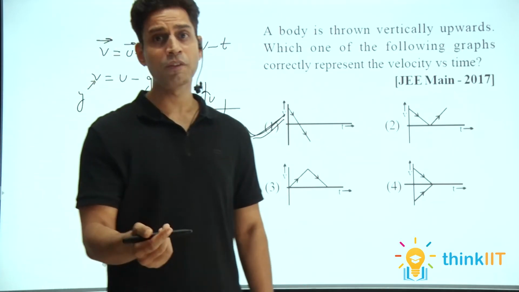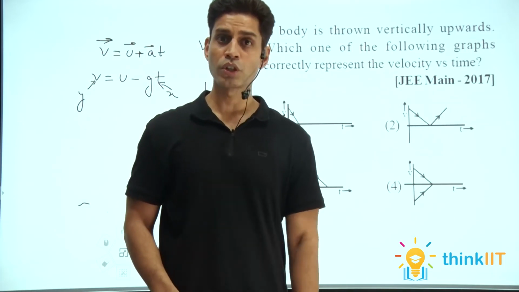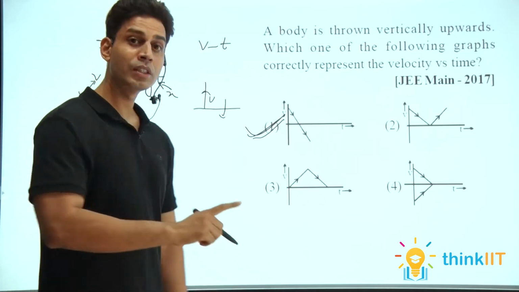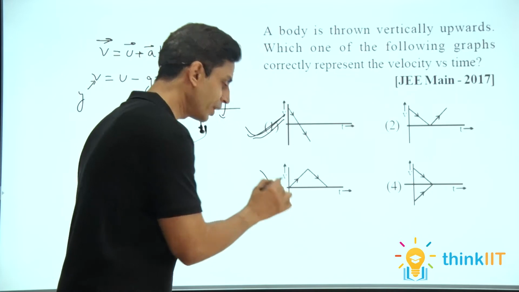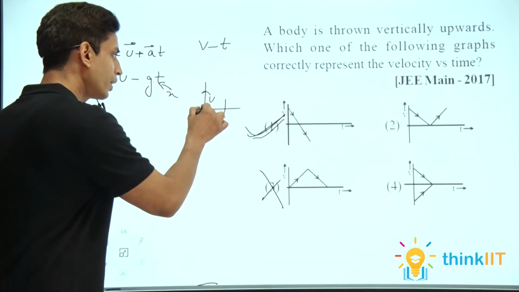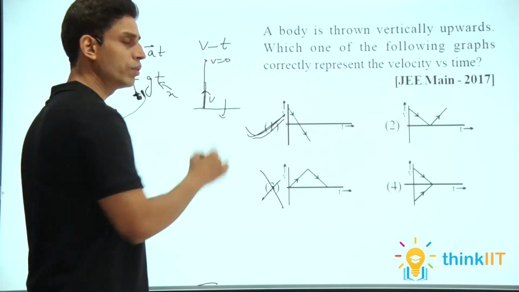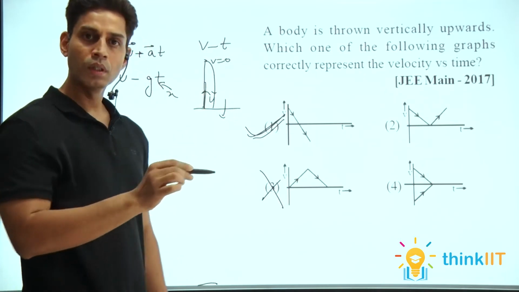Is it clear that if you are throwing or projecting a ball in the vertically upward direction, its initial velocity should be non-zero? That means the curve should not start from the origin. So the third cannot be the answer. It is moving in the upward direction. At the highest point, its final velocity comes out to be zero. Then the particle reverses its direction of motion.